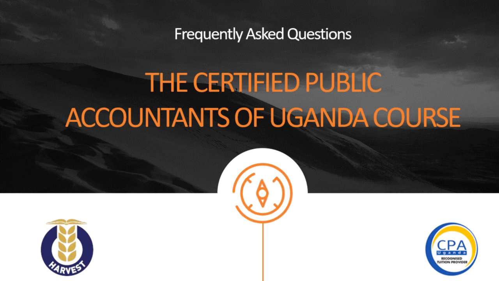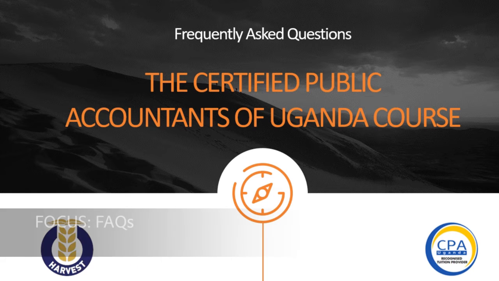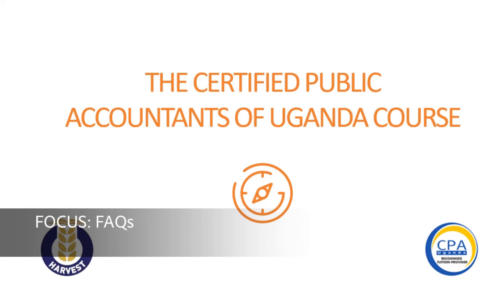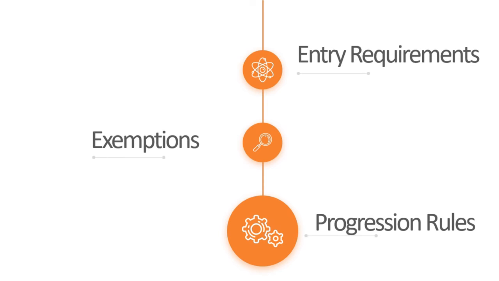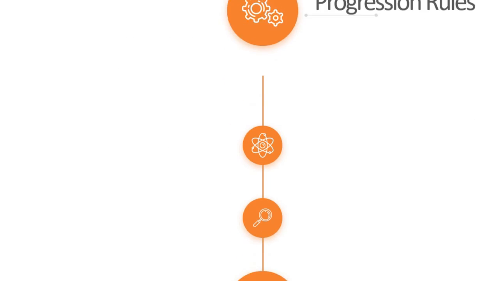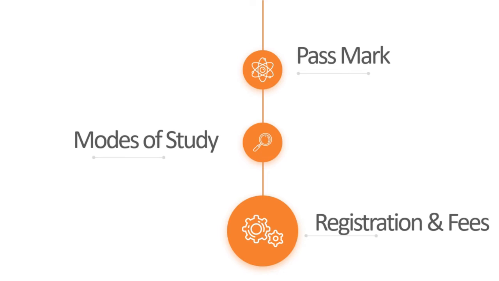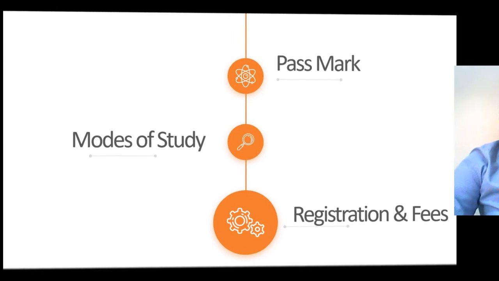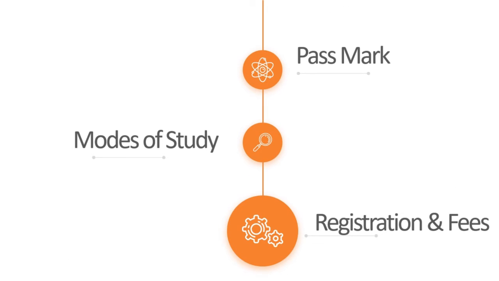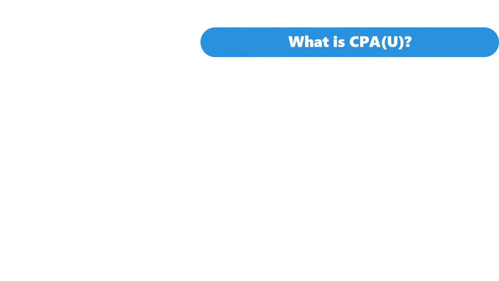In this video, I'll talk about the frequently asked questions. Those questions that have been put forward by some of you who want to enroll for the Certified Public Accountants of Uganda course. So I'll talk about a number of things, including what is CPA, the role of CPAs, the syllabus structure, the entry requirements, issues of exemptions, progression rules. I'll talk about the pass mark. I'll talk about the modes of study. I'll talk about fees. So basically, I'll limit this video to that, and of course I'll start off straight away by talking about what CPA is all about.